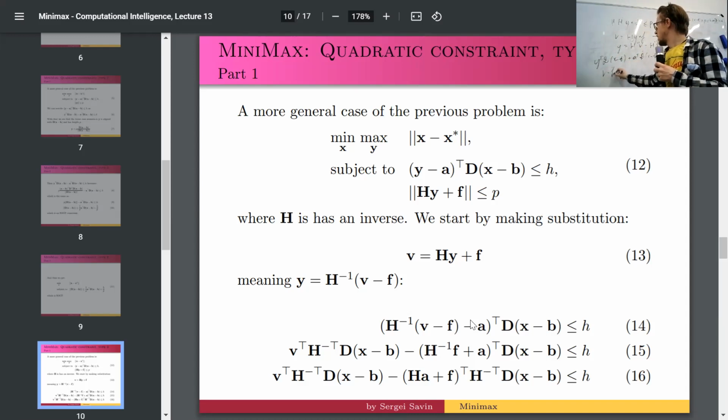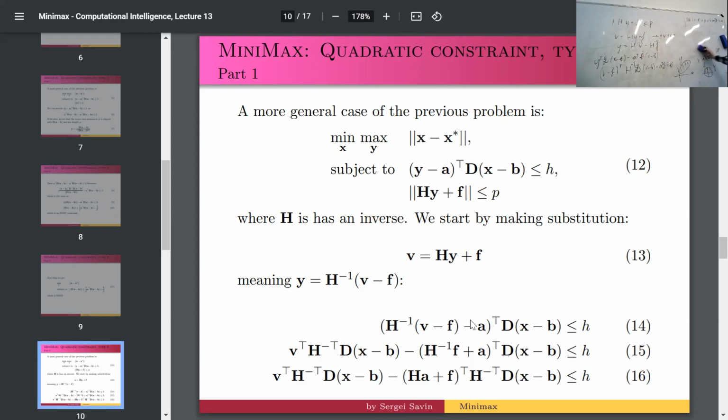So you would get v minus f transpose h to the power minus t, or h inverse transpose, d x minus b plus a d x minus b. So this is what we get. Expression 15, I believe. Now let me gather v in one spot. Any question? Just stop me and ask me questions. Is it supposed to be minus a? Over here? No, no, plus. Here, a transpose d times x minus b. Here, minus, right? Yep, thank you. It's a good catch. Minus, minus.